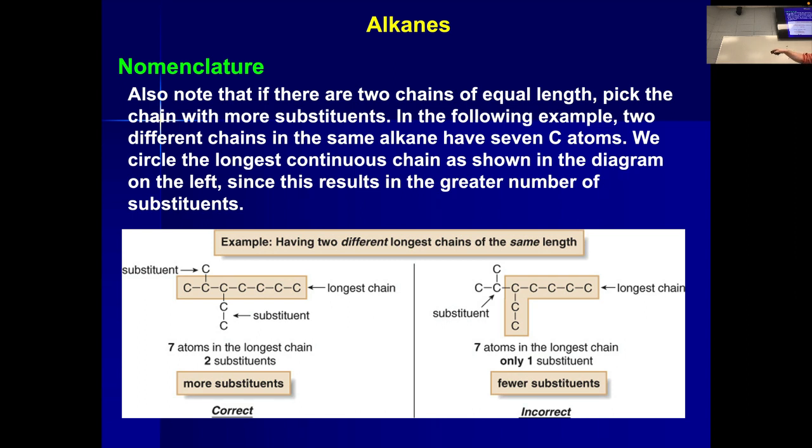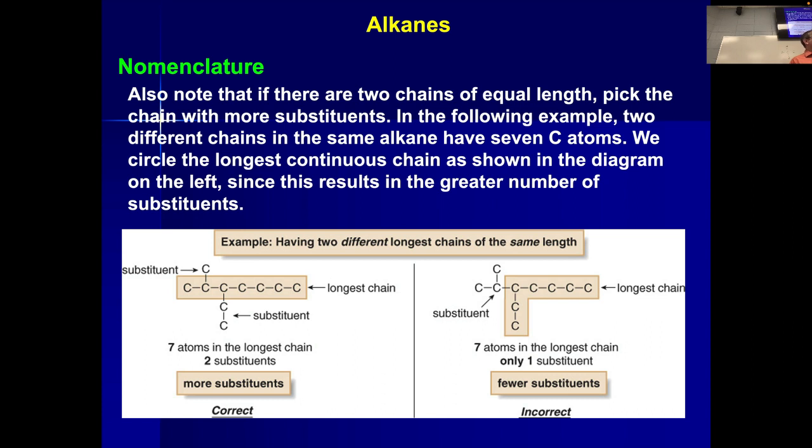But you are always going to pick the chain, when you run into this situation, that has the most substituents. So if you think of these things here as being our circle, this has one alkyl group hanging off of it. This one has how many? 2. So you're going to pick this as your numbering system. That's going to be your longest chain. It's going to be this one, not this one. So 7 carbon atoms is going to be what kind of parent?